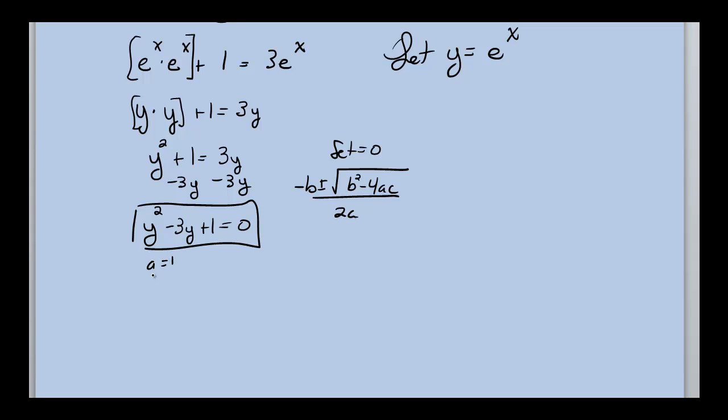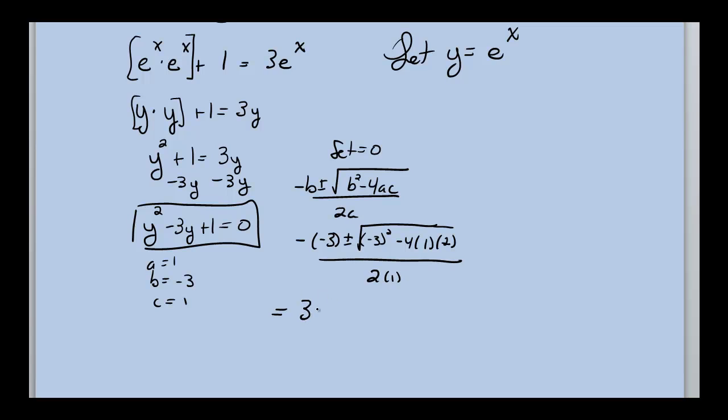Here my a value is 1, my b value is negative 3, and my c value is 1 as well. Plugging this in, I'm going to have negative negative 3 plus or minus the square root of negative 3 squared, minus 4 times a times positive 1, all over 2 times 1. So this will give me 3 plus or minus the square root. Negative 3 squared is 9, minus 4 gives me a value of 5, all over 2. So here I have my value of y equal to 3 plus or minus square root of 5 over 2.